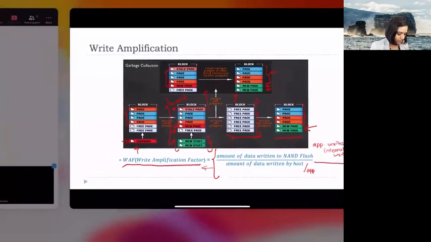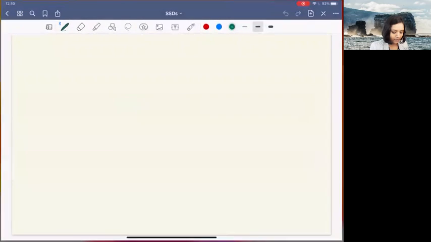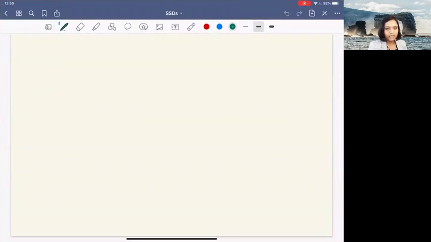So now with this concept of write amplification in our pockets, let's move next towards understanding the 3 main operations of FTL, which are mapping, garbage collection, and wear leveling.